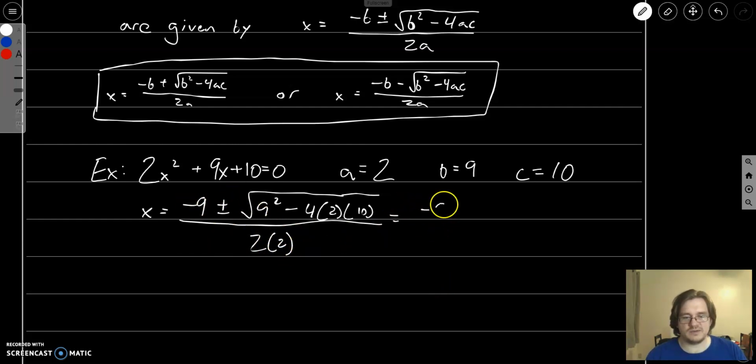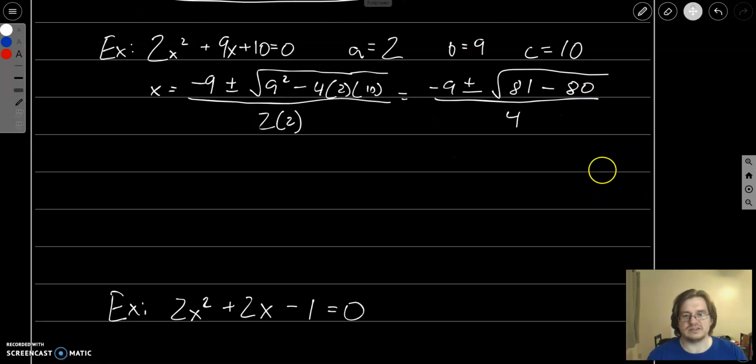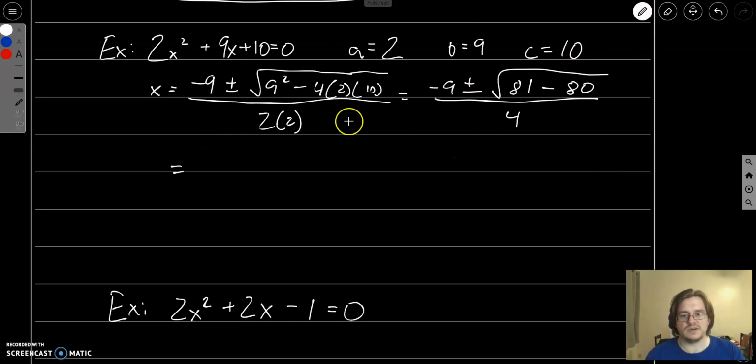So if we start simplifying, we've got negative 9 plus or minus the square root of 9 squared, which is 81, minus 4 times 2 is 8, times 10 is 80. And all this will be divided by 4. 2 times 2 is 4. So we can simplify this. We've got negative 9 plus or minus, here we have 81 minus 80 is just 1, and the square root of 1 is 1. So we have negative 9 plus or minus 1 over 4.